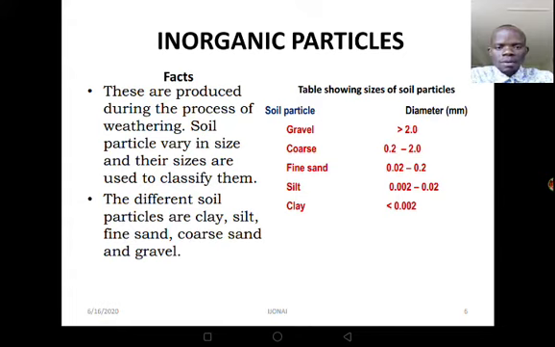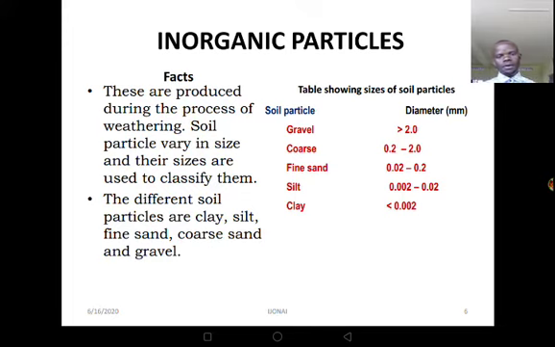Now, I'm going to give you some facts about these inorganic particles of soil. These are produced during the process of weathering. In the first lesson, you talked about the different types of weathering, and you saw how soil is formed by weathering. Now, soil particles vary in size, and their sizes are used to classify them, as we see on our right side of the slide. The different soil particles are clay, silt, fine sand, coarse sand, and gravel.